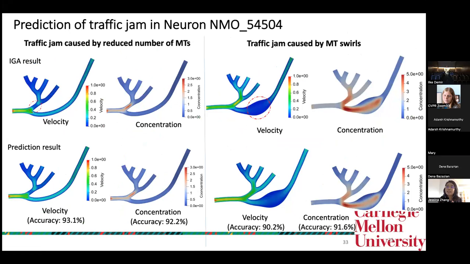So this shows some comparison for the normal transport. We also tested on the microtubule-introduced traffic jams. So those are 2 types of the traffic jams. Using the neural network, we got 93%, 92%, 90%, 91% accuracy for both traffic jams, the one introduced by the reduced number of microtubules, or the one introduced by the microtubule swirls.